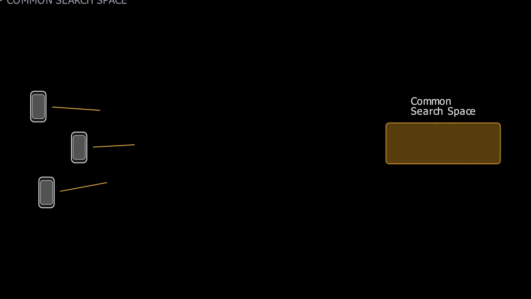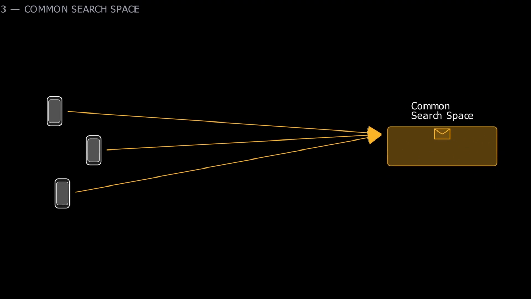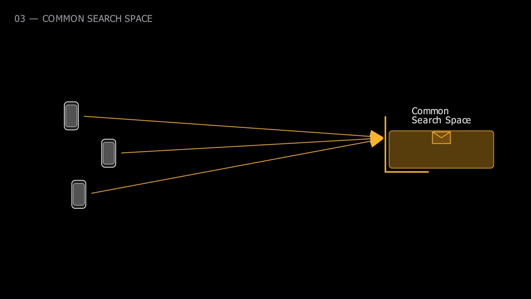Some control messages must be received by every UE. During initial access, every UE needs to receive the scheduling information for SIB1. These shared control messages are transmitted through the common search space. So, every UE knows exactly where to search.